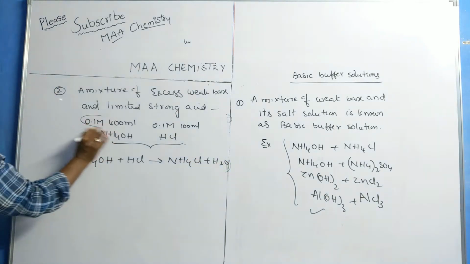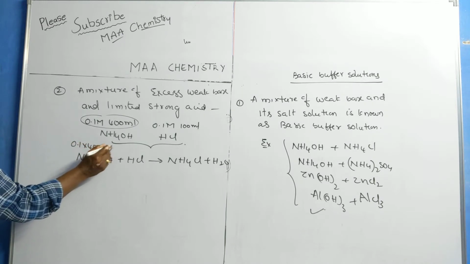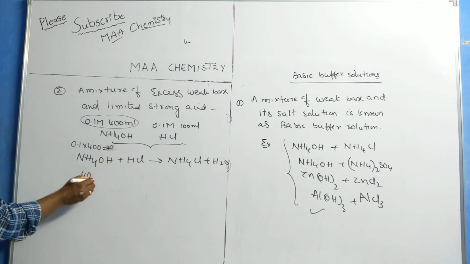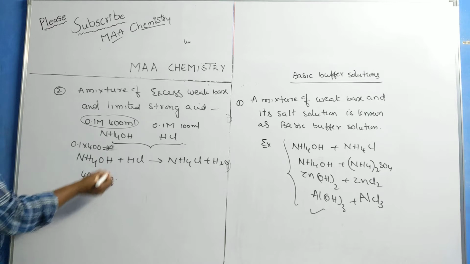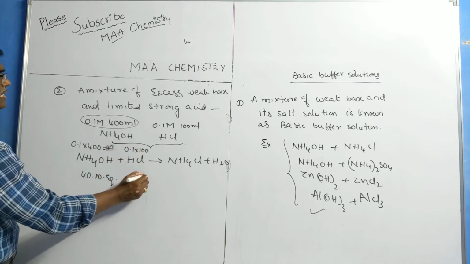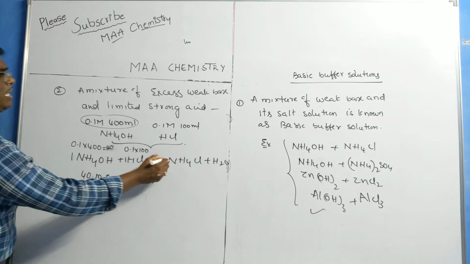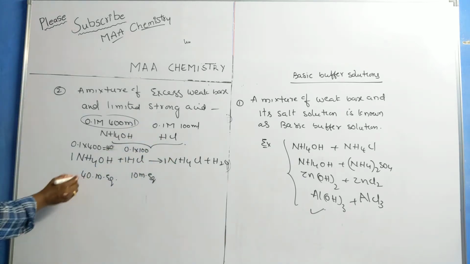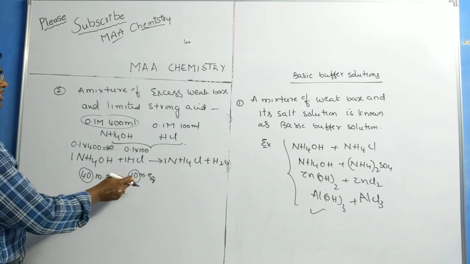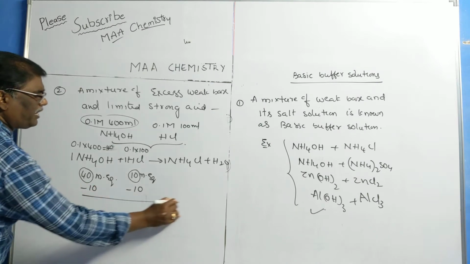Now what is the strength of the base? 0.1 into 400, which is nothing but 40 millimoles or 40 milli equivalent weights. Here we have 0.1 into 100, which means 10 milli equivalents. You know, one equivalent combines with one equivalent to give one equivalent weight of salt. Now this is 40 whereas this is 10. Which is lesser in quantity? This. So this is utilized completely. This is called the limiting agent.